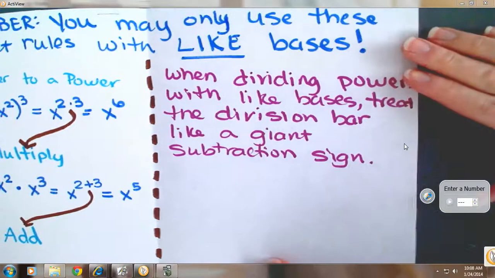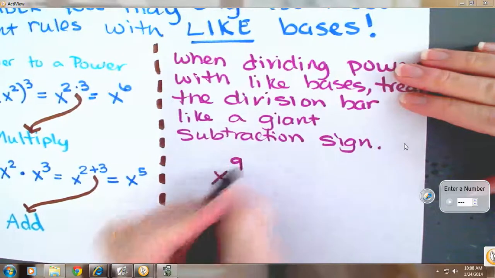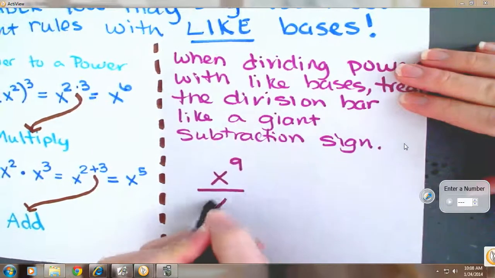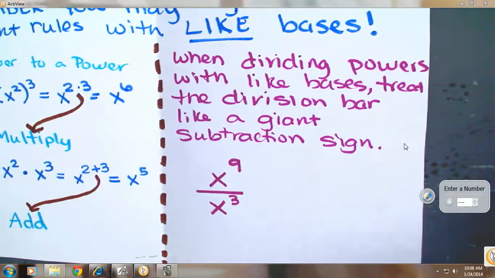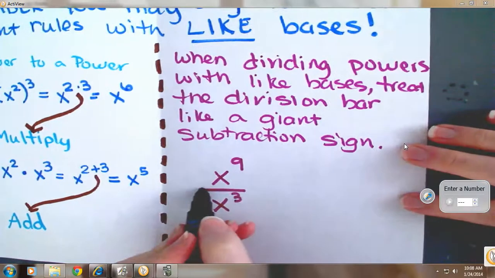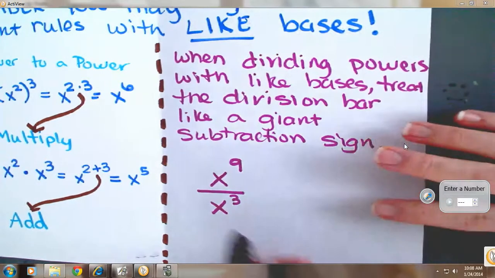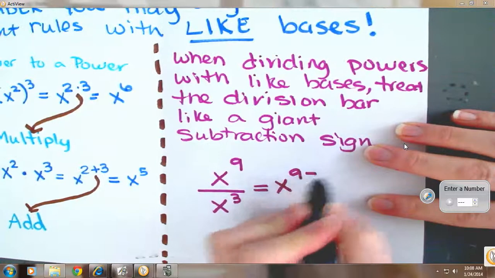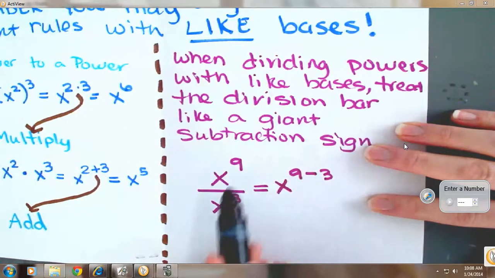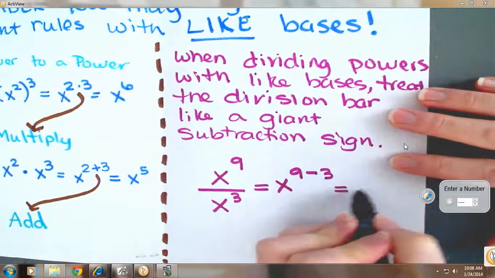So I want to give you an example to show you what I mean. If we have x to the 9th divided by x cubed, clearly we're dividing, right? We have that division bar. So when we divide, that division bar looks like a big subtraction sign, doesn't it? So we're going to subtract our exponents. We're going to take it as 9 minus 3. x to the 6th power.